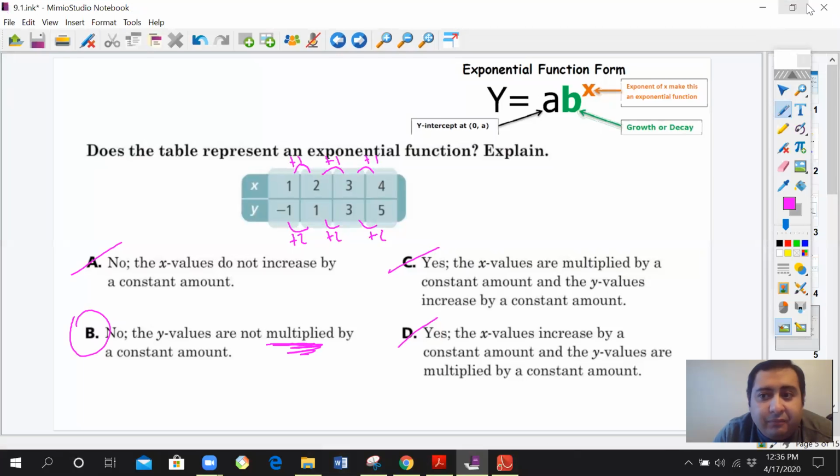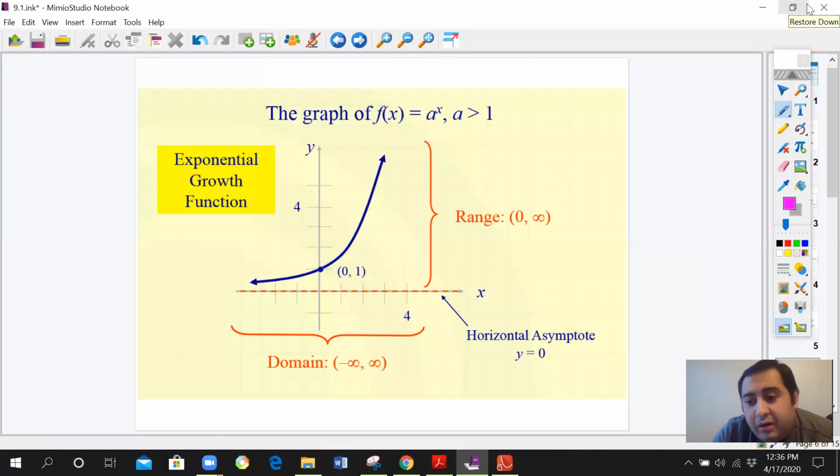So just keep that in mind. All right, so here we have a couple of details of how it looks as a graph. Whenever you have a graph that looks like it's increasing, you have an exponential growth. The horizontal asymptote is basically the line that the exponential function curve never crosses, at y equals 0.